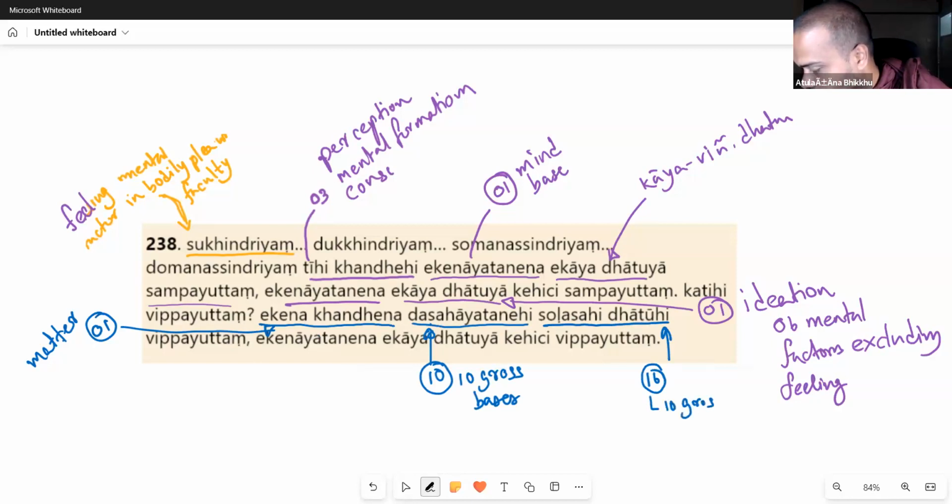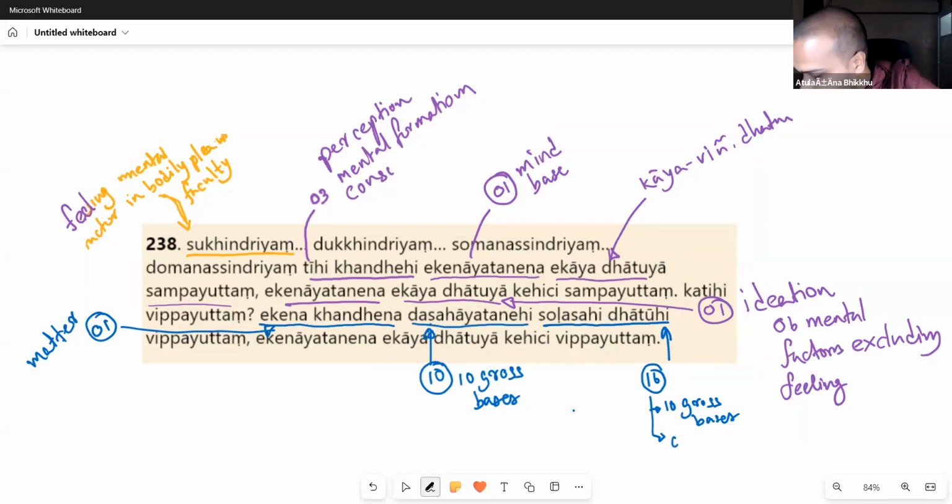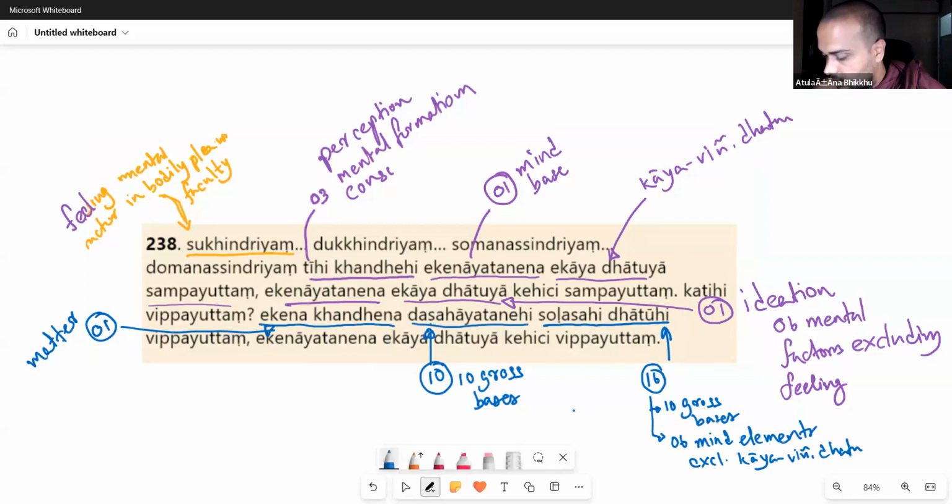The 10 gross bases. Then we have, right now this is the sukhindriya. So it is associated with the cakkhu-viññāṇa-dhātu. So the other 6 mind elements, excluding the cakkhu-viññāṇa-dhātu. Right, so those are the 6. Then the other one is quite easy.